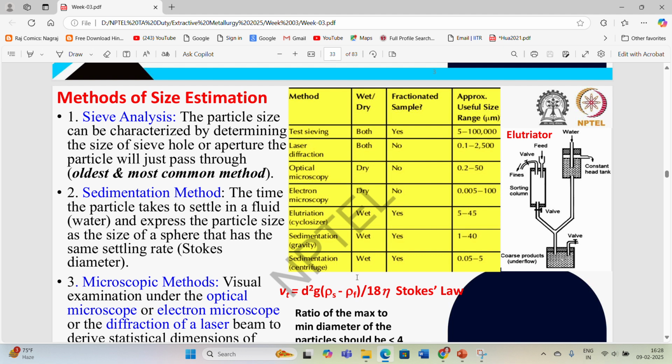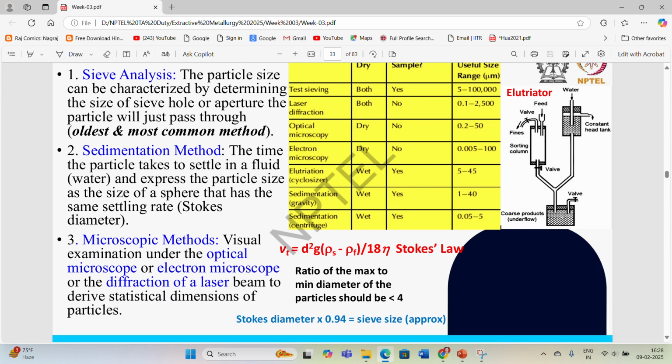So it is generally the oldest and most common method generally used in the industries. Then there is the sedimentation method.